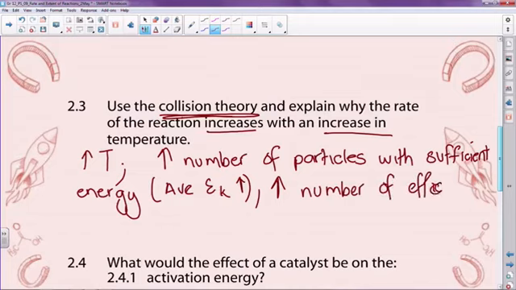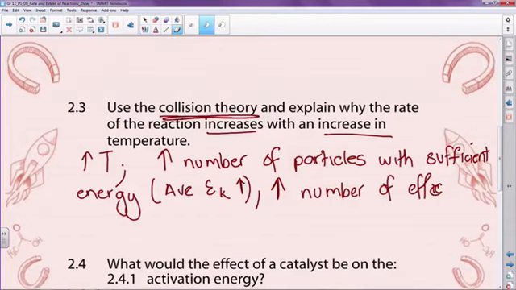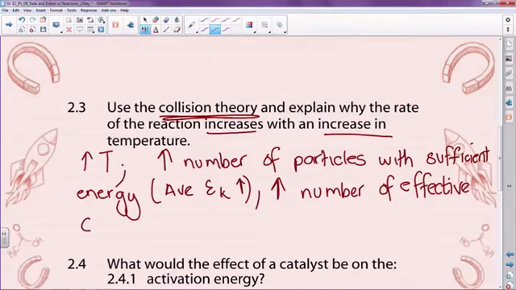Number of effective collisions, which then means that we increase the rate.